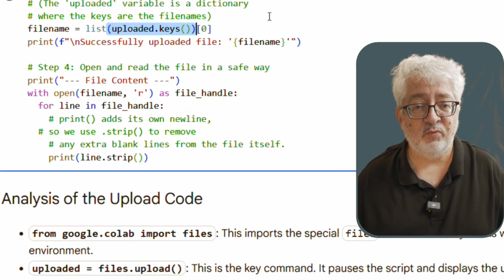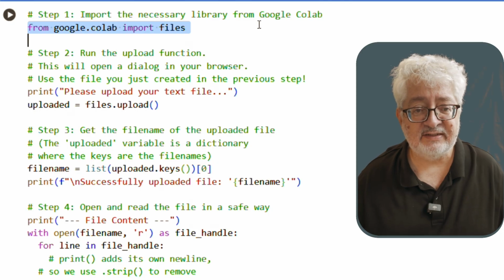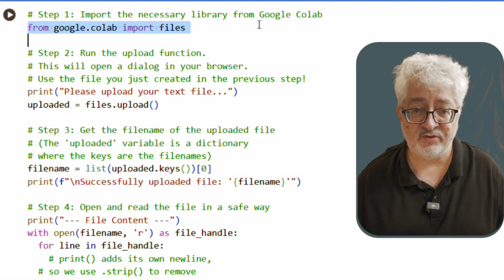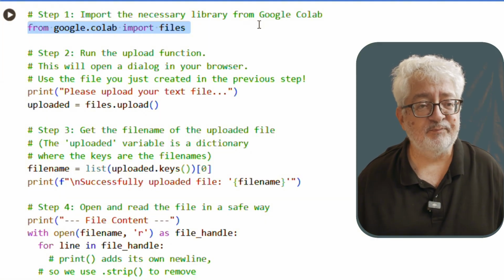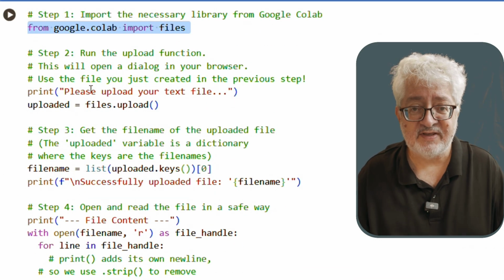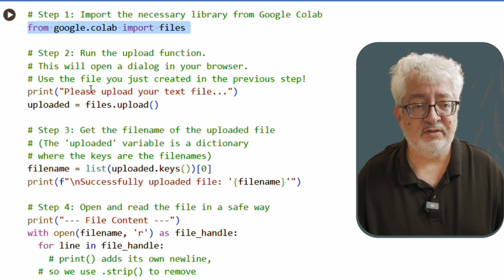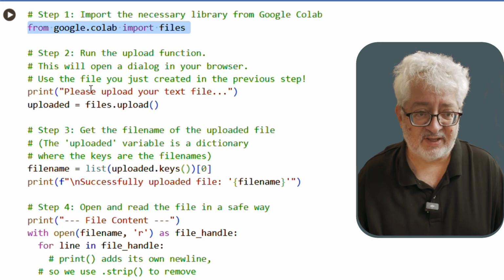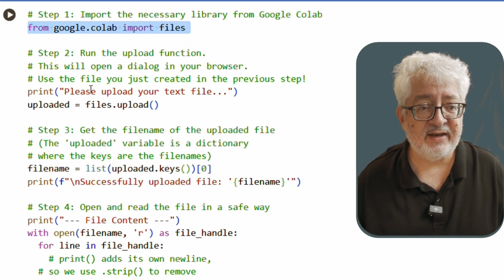Okay, so we upload a simple text file, save it somewhere, and then read it back. And here's the code to do it. So you see how this works. So the first thing that happens, we import the necessary library or module, as they are called in Python: from google.colab import files. So this is what you use to access file functions. And then we run the upload function.